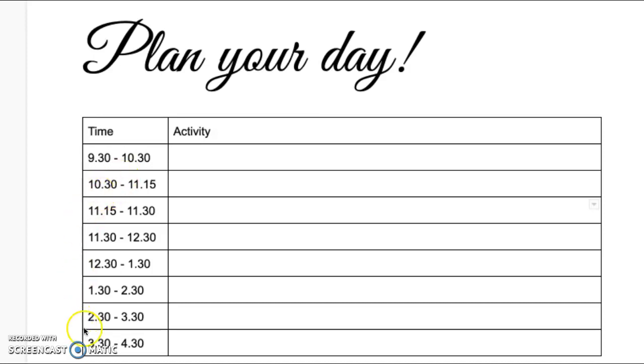The first thing you need to do is to break up your day into chunks. Now, you need to decide when your break is going to be and where your lunch is going to be. This is an example. As you can see here, I've taken the 9:30 to 4:30 school day and I've broken it up into different size sections.